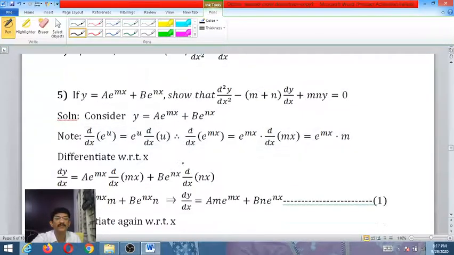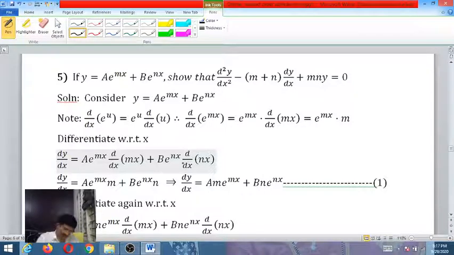This is also an important problem. So many times this question was asked in the examination. y equals a into e power mx plus b into e power nx. Show that d square y by dx square minus of m plus n into dy by dx plus mn y equals 0. Consider this y equals this one.